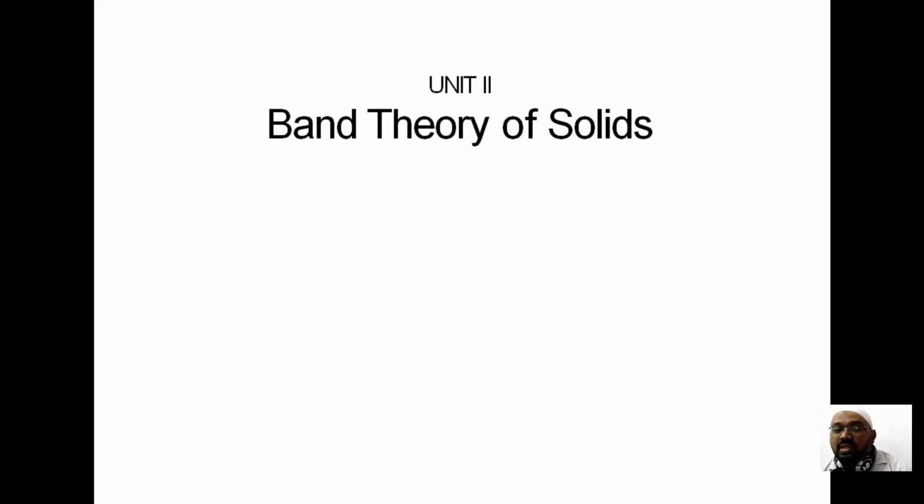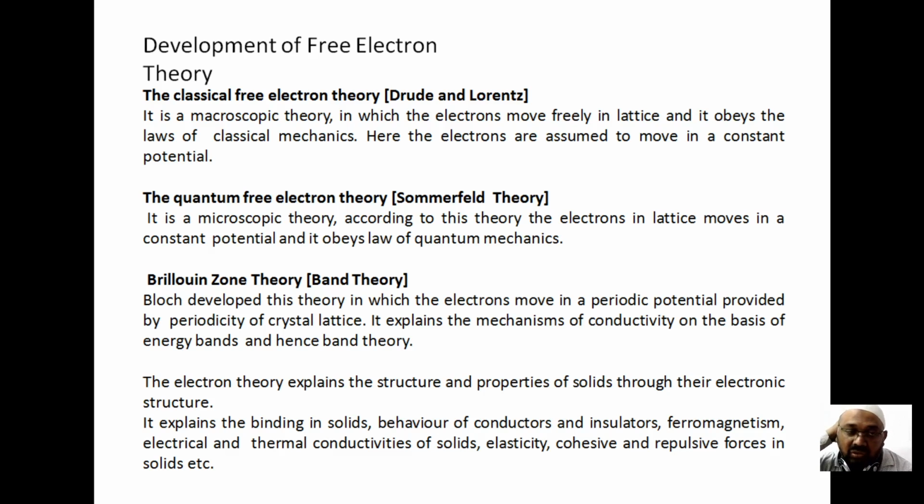Now one should know what the energy inside the solid actually is. That is unit 2, chapter 1. Chapter 1 deals with what we call band theory. In order to know the energy of the solid, we need to understand the band theory of solids. Different scientists have given their own views regarding band theory of solids. In this section, let us understand the free electron theory. There is a theoretical concept given by two scientists, the Drude and Lorentz theory, or the classical free electron theory.